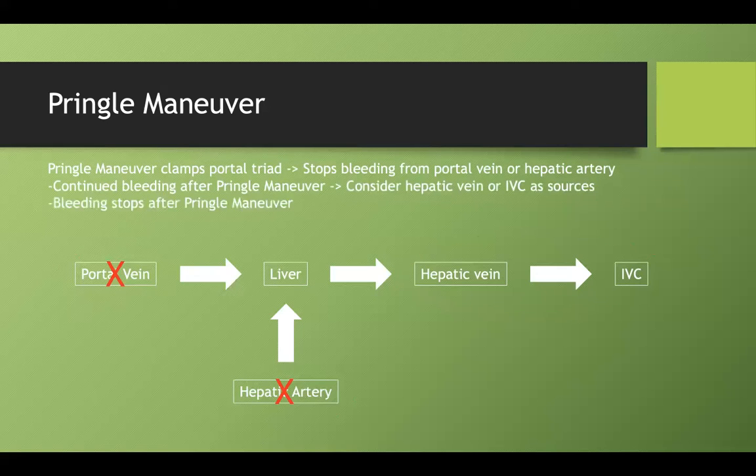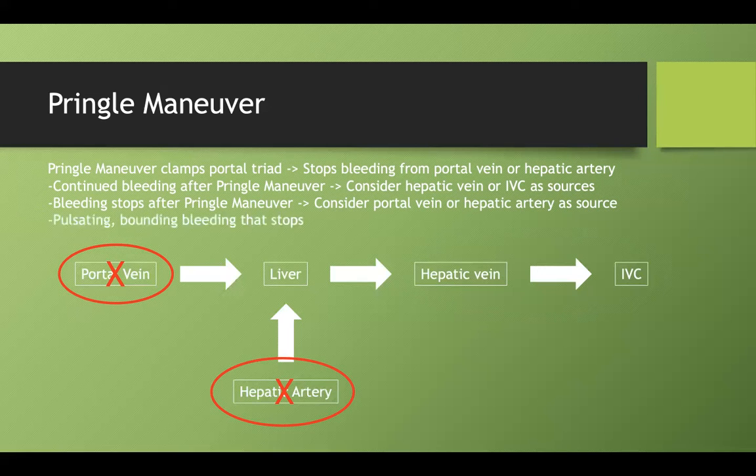On the other hand, if the bleeding does stop after you've clamped the portal triad, you have a better idea that it might be the portal vein or hepatic artery that's actually causing the bleed. And then to differentiate these, especially on tests, they will tell you that if there's a pulsating, bounding bleed that stops, that sounds more like an artery, so they want you to pick the hepatic artery. Whereas if they tell you there is some oozing bleed that stops with the Pringle maneuver, they're leaning more toward a portal vein bleed.